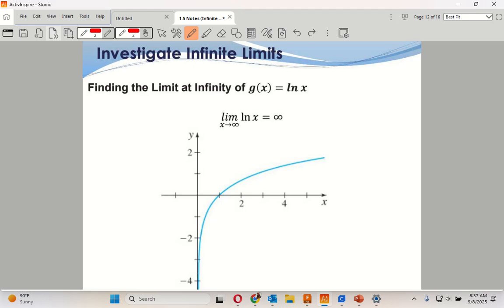Does this keep going on to the left though? Is there a restriction on my domain here? Yeah. What can it not go to? It cannot go to 0, right? But as it approaches 0, what does it go to? So the limit as x approaches 0 from the right goes down to negative infinity.